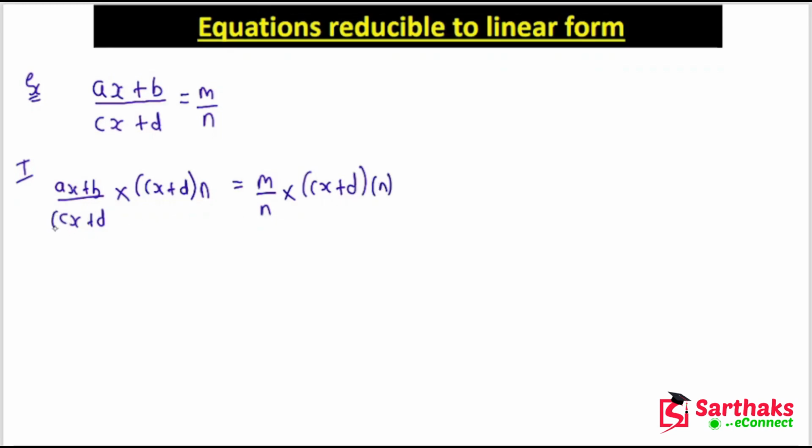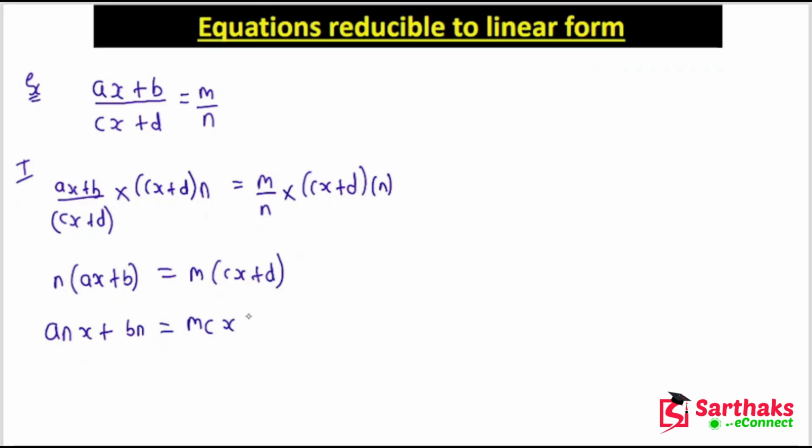Here cx plus d will cancel out each other, right? This will be cancelled out and n would be multiplied to ax plus b. And here you can cancel out the n and this m will be multiplied to cx plus d. Now you can clearly see it has become a linear equation in one variable, and we already know that these types of equations are those in which we have variable terms on both the sides. So you can further multiply it as an into x plus bn is equal to mc into x plus md, and then you can easily solve them.